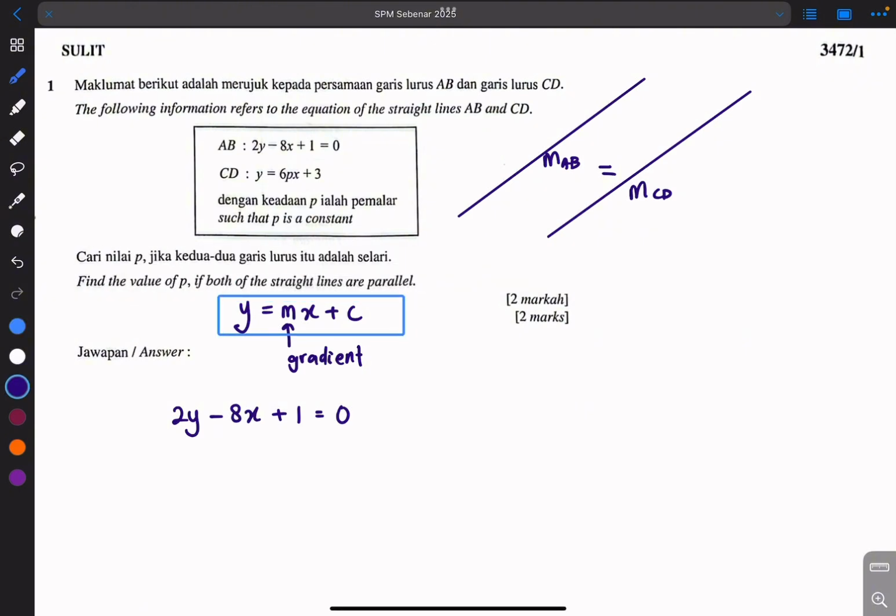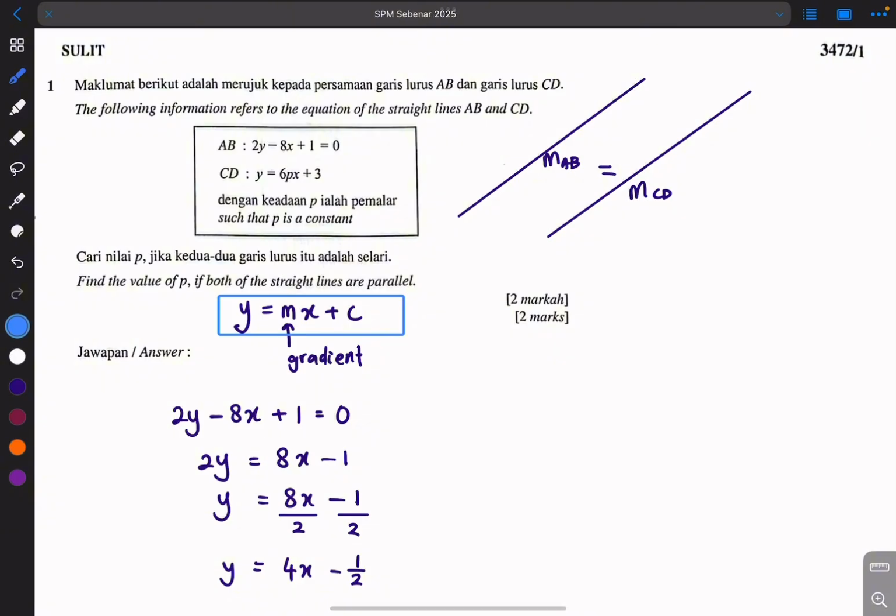So making y the subject means 8x minus 1 goes to the other side. 8x minus 1 divided by 2. So instead of writing like this, we can split the divide by 2 for both the terms. This will be easier to identify our y equals mx plus c. So gradient is the coefficient of x. So here our gradient will be 4. M is 4.